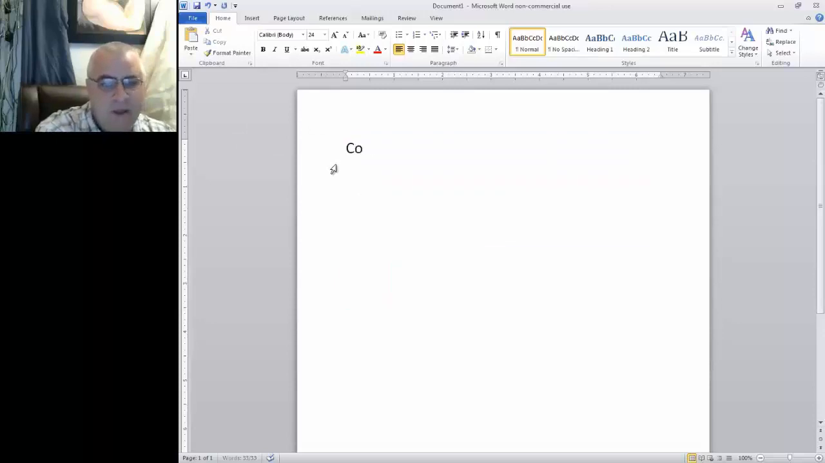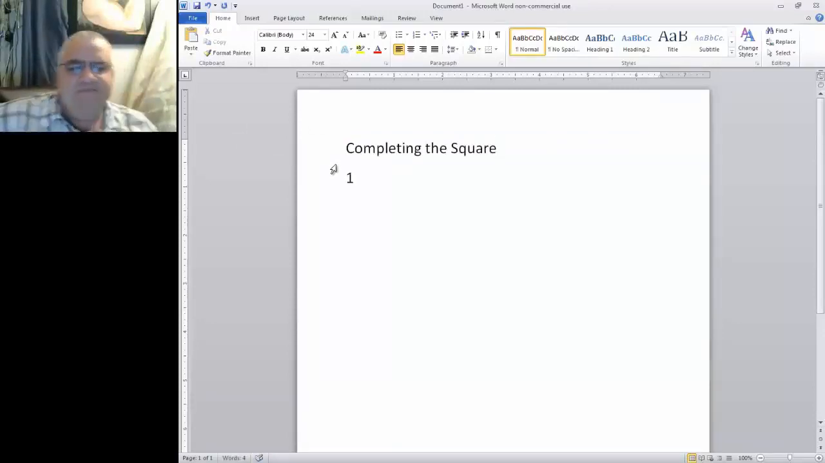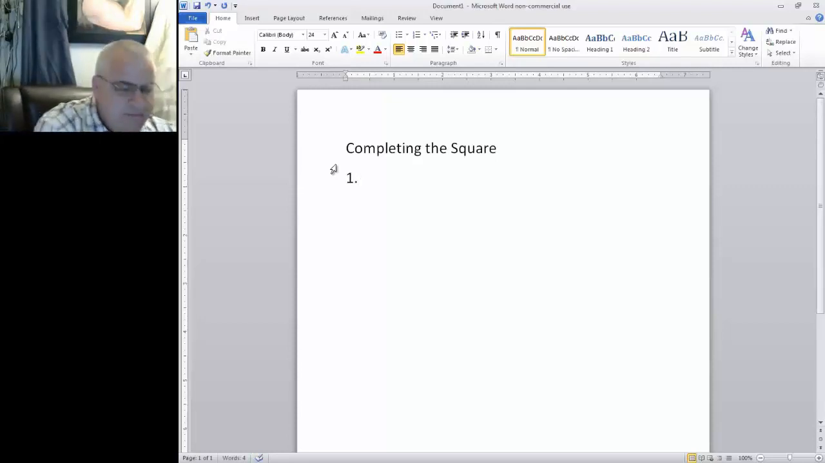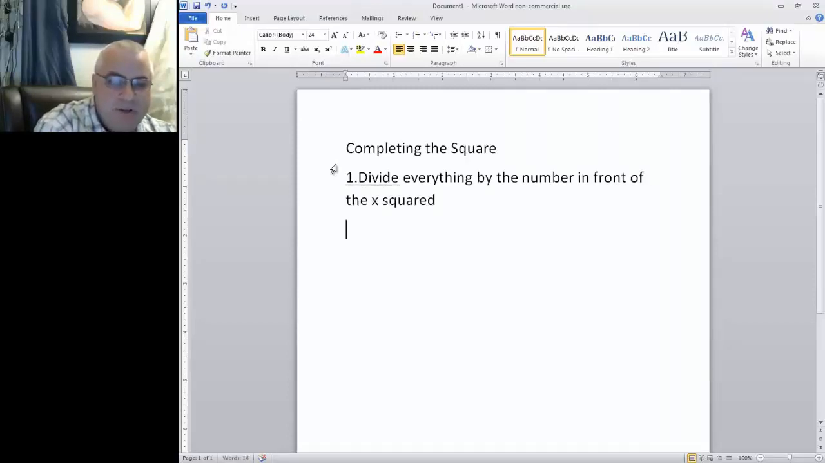Okay, completing the square. Step 1. We want to divide everything, all the terms, by the number in front of the x squared. Step 2 is we want to take the number, the constant term, to the right side.